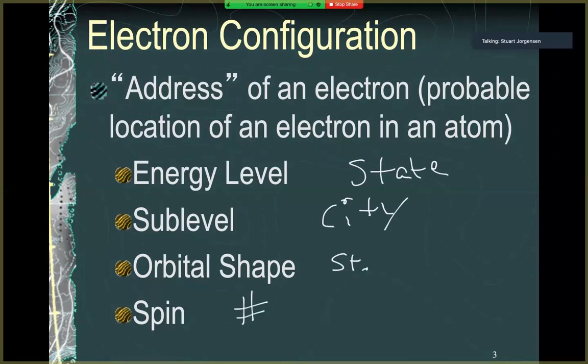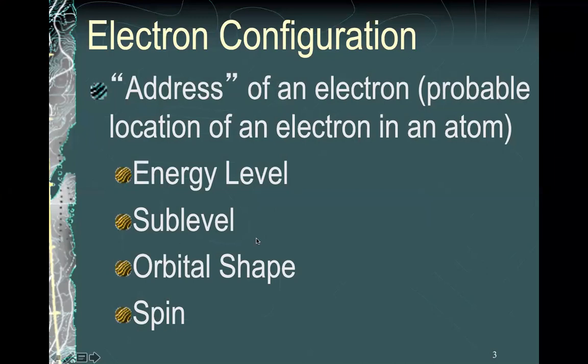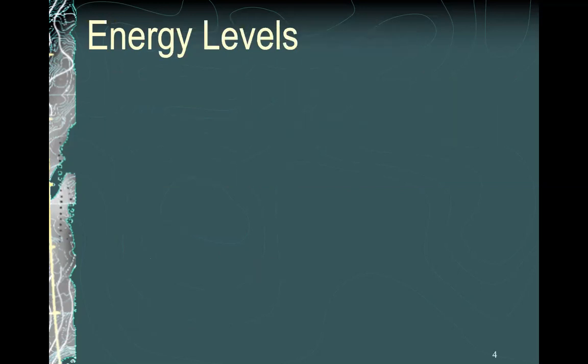So again, just like our address, there are 4 addresses that we start to see for our electron configurations. Cool. Now we've got to define these, talk about how we quantify these relationships, and then we're going to come back and put it all together.